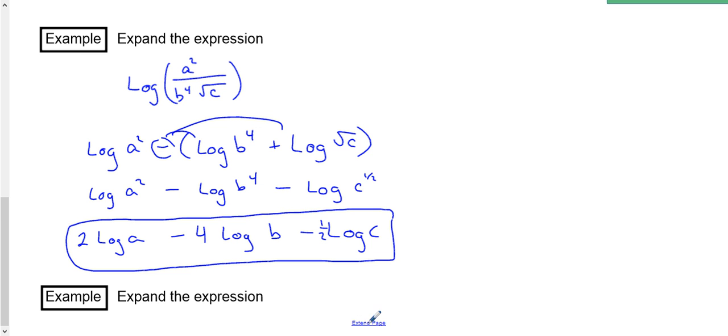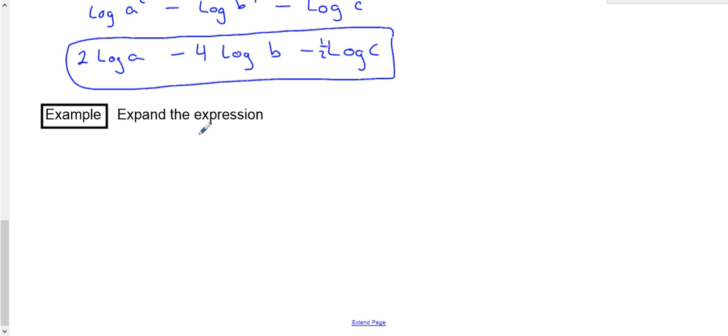And now let's look at one more example. If I have the natural log of a to the third times the cube root of b over c squared.